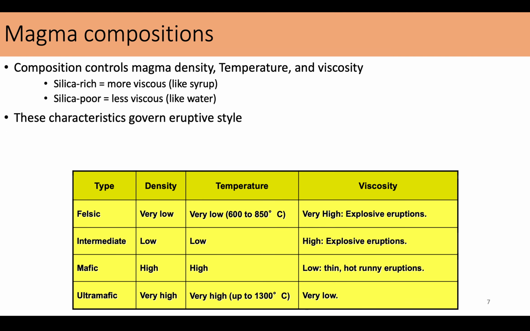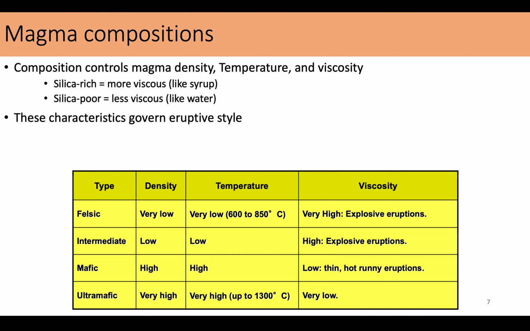So the composition, in terms of whether the magma is silica rich or silica poor, controls the density, the temperature, and the viscosity of that magma. High silica magma is going to be very viscous, so it will have a high viscosity, more like a syrup, whereas a low silica content magma will be less viscous, more like water. So it will have a low viscosity and flow more easily than the syrup.